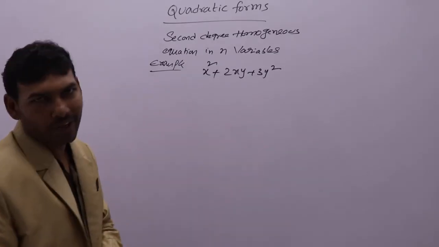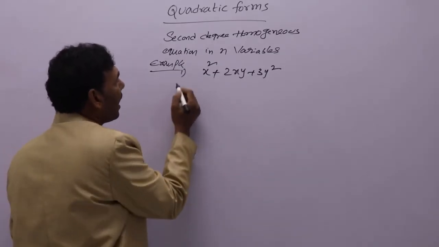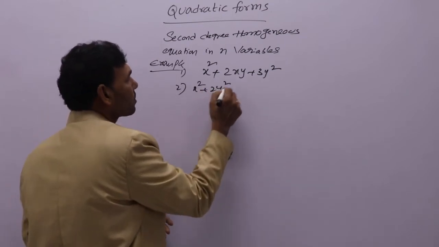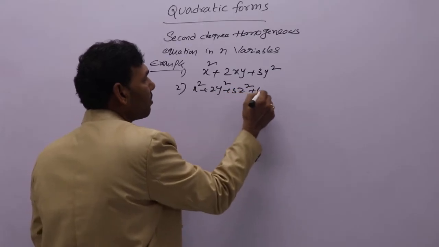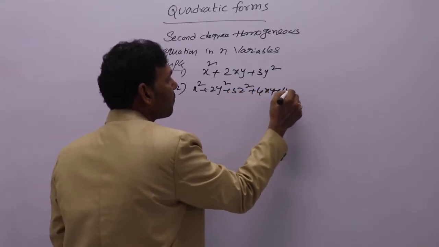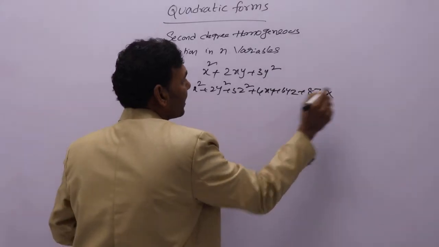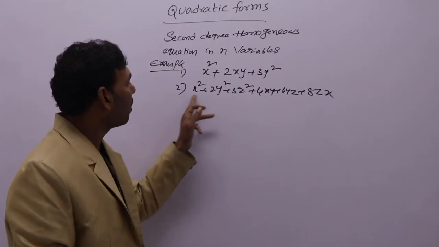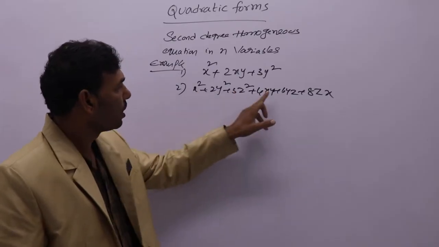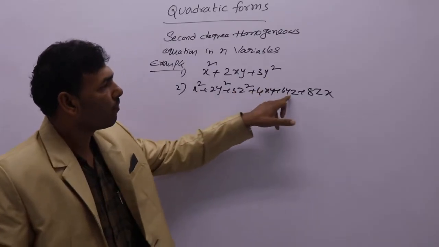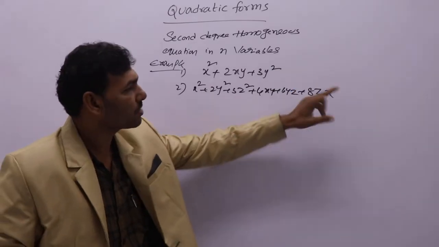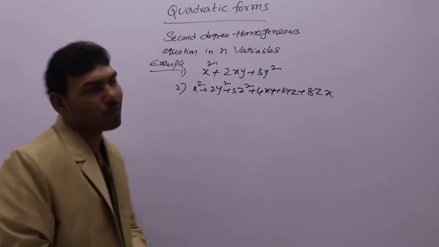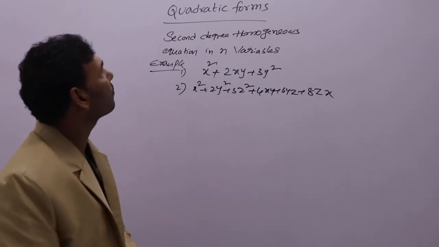This is in 2 variables. If you want, you can have a quadratic form in 3 variables also: x square plus 2y square plus 3z square plus 4xy plus 6yz plus 8zx. This is a quadratic form in 3 variables. You can check that the degree of all the terms is 2: for xy, if you add the powers it is 2, for yz it is 2, for zx it is 2. So these types of equations we call quadratic forms. This is the general definition of a quadratic form.